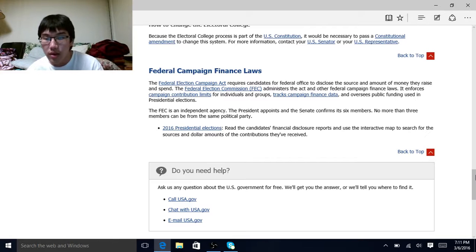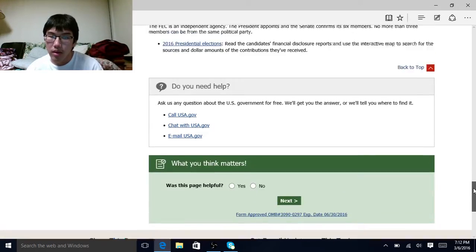It requires candidates for federal office to disclose the source and amount of money they raise and spend. The Federal Election Commission administers the Act and other federal campaign finance laws. It enforces campaign contribution limits on individuals and groups. The FEC is an independent agency. Read the candidate's financial disclosure reports and use the interactive map.